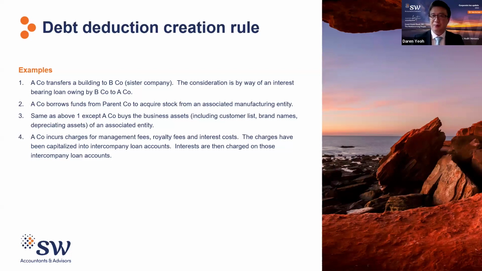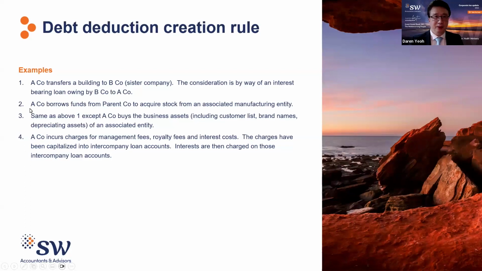In the first example, A Co transfers a building to B Co, and B Co is a sister company, so that's an associate, and the consideration is by way of an interest-bearing loan between the two companies. In this case, the debt deduction creation rule will be triggered because there is an acquisition of a CGT asset from an associate, and the loan is from a related party as well.